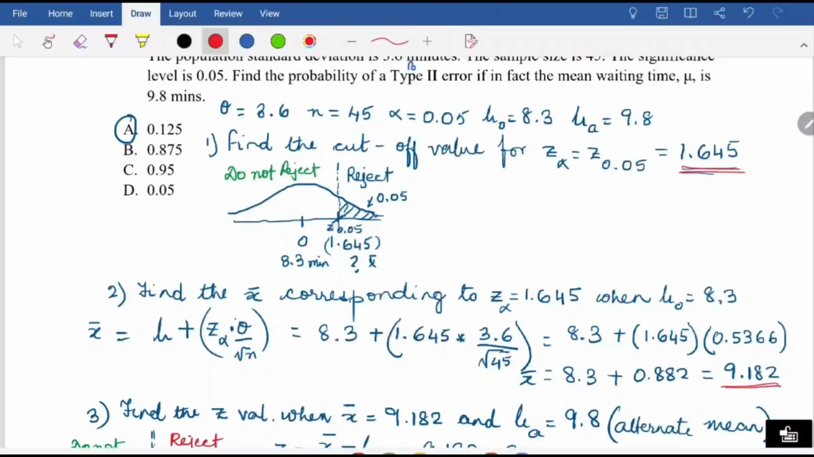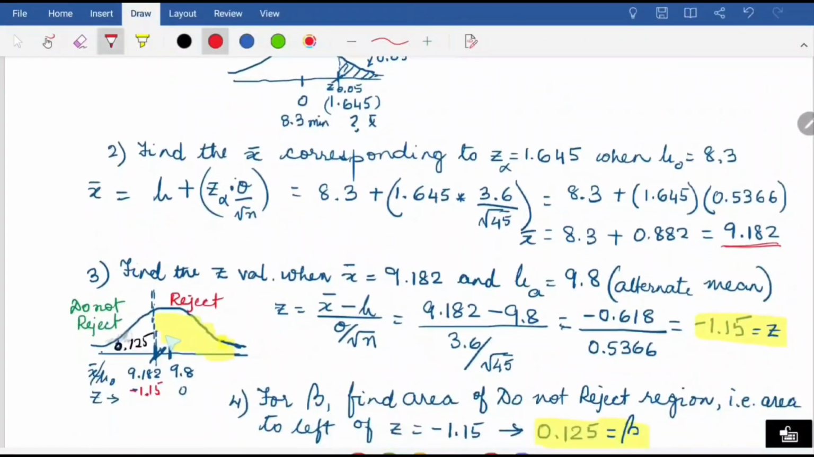So first you find your z alpha value in step 1, draw a diagram. In the second step, you find the x bar value, the sample mean value corresponding to the critical value. In step 3, we find the z value by plugging in the alternate mean. So what we do here is find the z value when x bar is 9.182 and mu equals 9.8, which is the alternate mean.